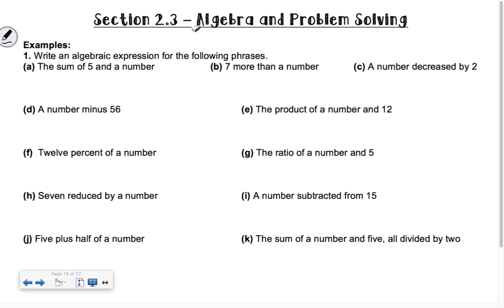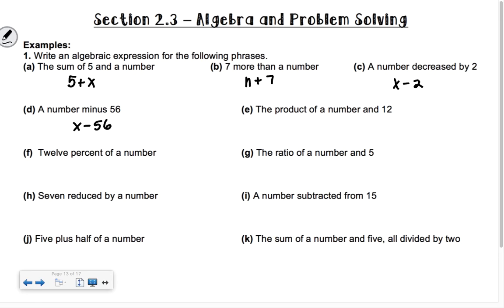The sum of 5 and a number. 5 plus, exactly. So you would just do 5 plus x or 5 plus n or whatever. 7 more than a number. So you would do n plus 7, right? You have your number, you add 7 to it, 7 more than it. A number decreased by 2: x minus 2, or n minus 2, exactly. A number minus 56.